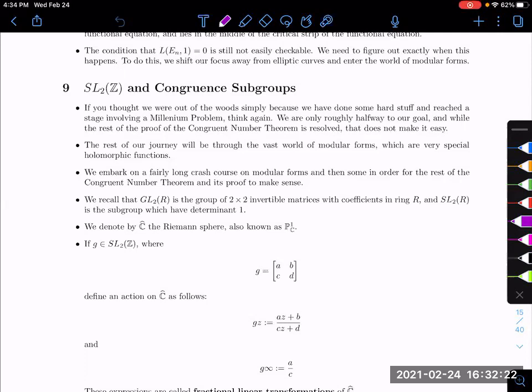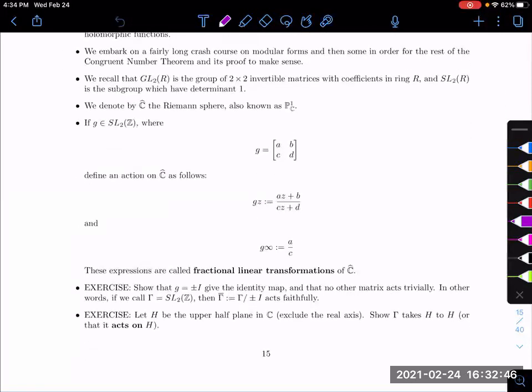So now we continue on into the vast world of modular forms, which are just really special holomorphic functions with nice symmetries. So I'm going to give you a crash course on modular forms and then some. I'm going to have to tell you quite a lot. There's lots of definitions and constructions and facts you need to be aware of, or else the rest of the theorems that you need to prove the congruent number theorem just won't even make sense to you. So let's start off nice and easy here.